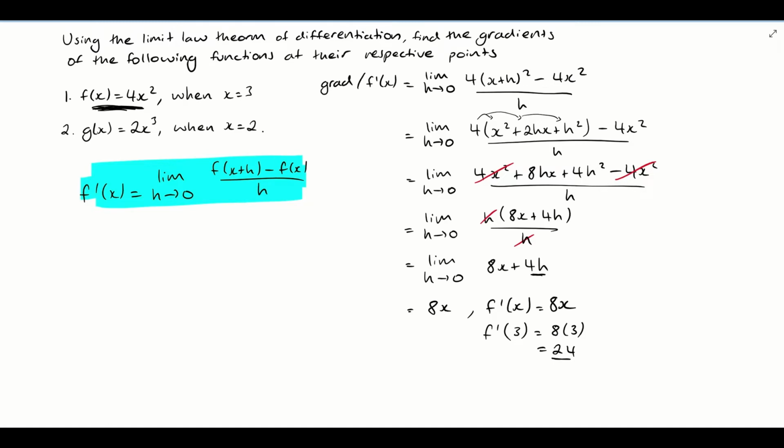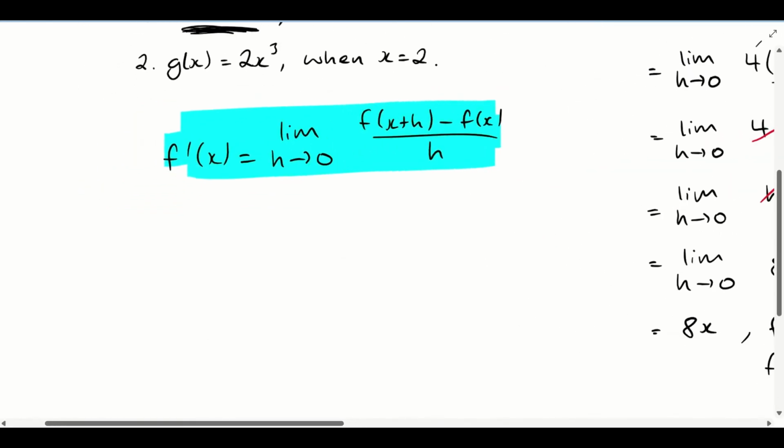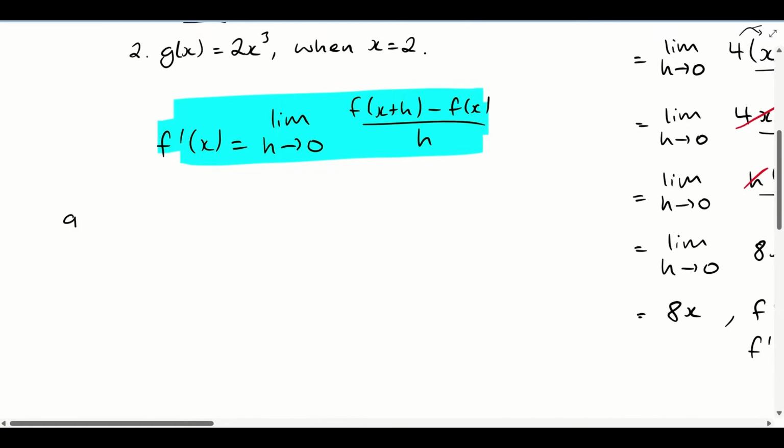Okay, so that's the first one solved. The second one is going to be a similar process, but we've got a g of x. So we'll solve this one down here, and we will say that the derivative of g of x is going to be the limit as h moves to 0. And don't panic that the f and the g don't match up in the formula, right? You know, g of x isn't the same as the f of x.